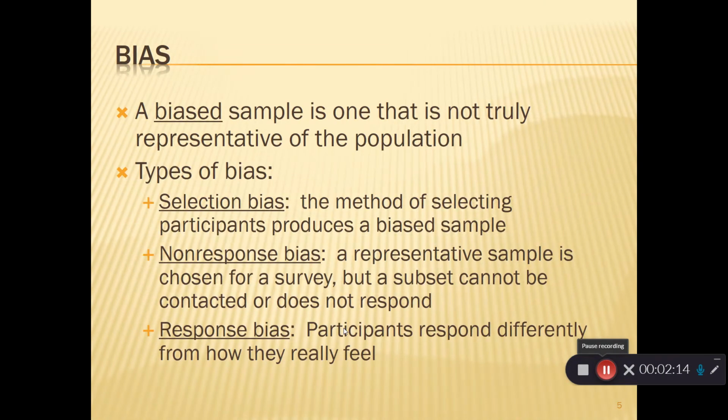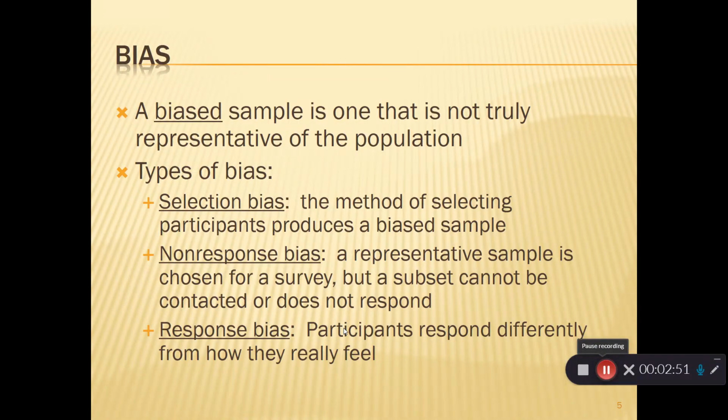A biased sample does not represent the population. Some examples or types of biases, there could be selection bias. A selection bias would occur when we don't sample correctly to produce a representative group of the population. Non-response bias is where some of the people that we tried to contact maybe did not respond to us for one reason or another. And response bias is where people respond other than how they truly feel.